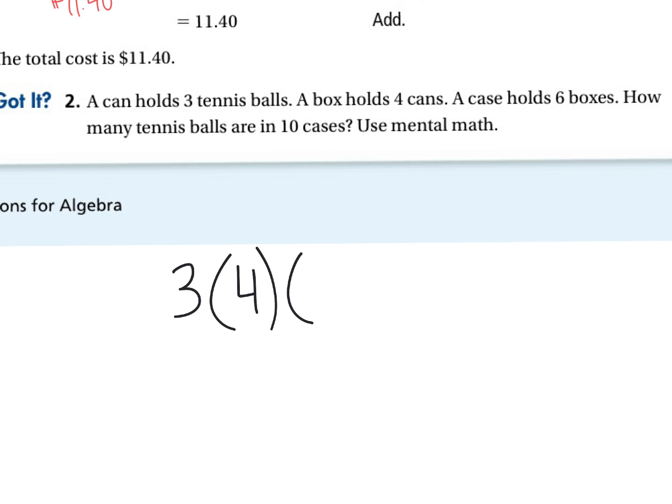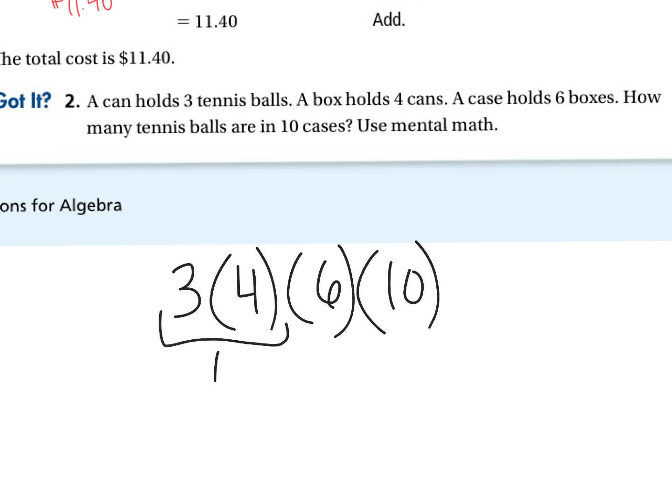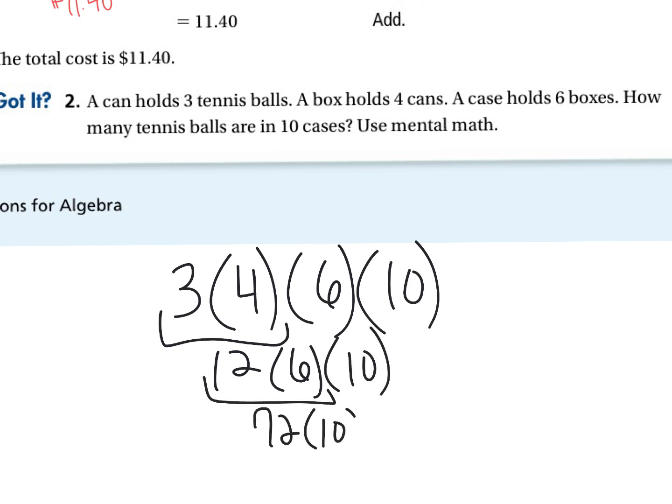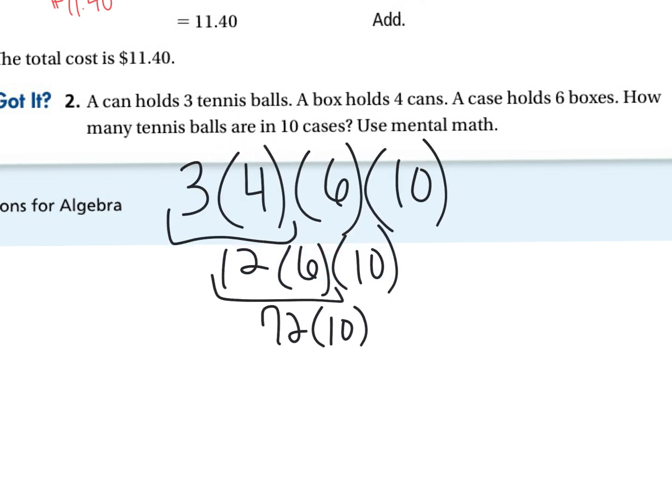So that would be the number of tennis balls in a box, and then a case has 6 boxes, so we could multiply that by 6. And then for 10 cases, we'd multiply that by 10. So essentially, we're going to have to multiply all these numbers together. I kind of like the 10 being at the end, so I'm just going to leave it there. It says mental math, but we can work this out probably just as well.